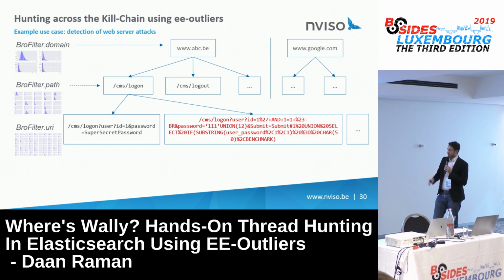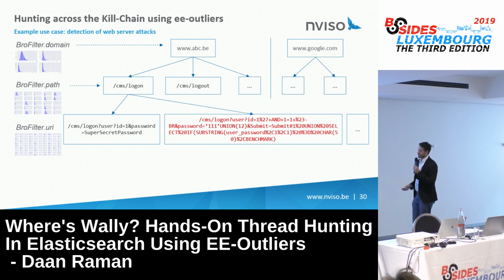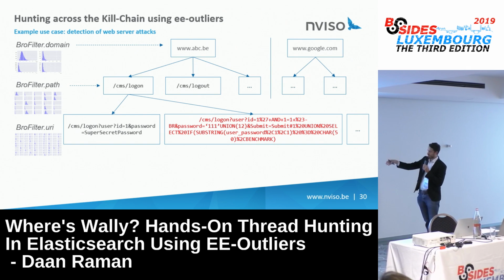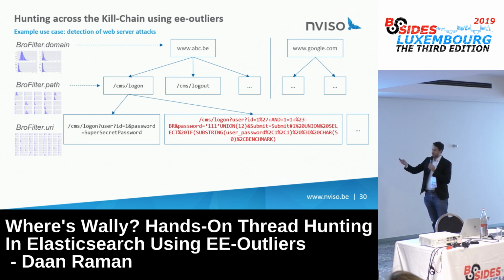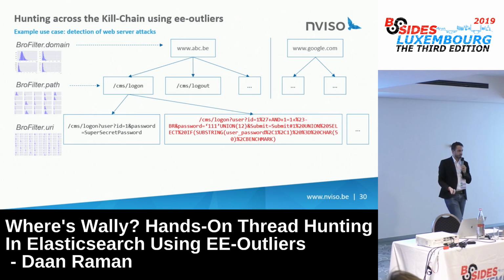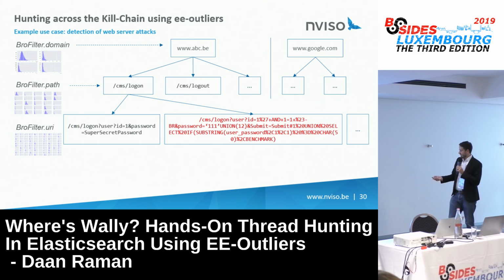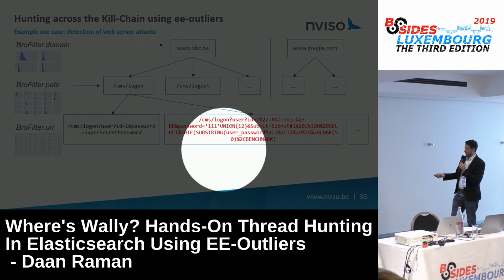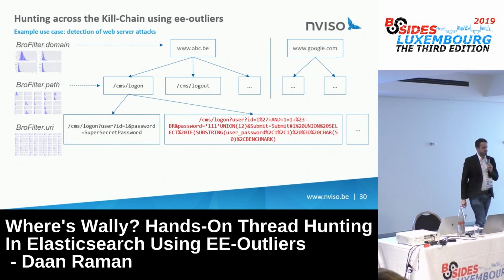It has CMS/login and then a logout. And then the last bucket, or the last complexity that we add to the model, is the actual URI. So I just deep dived onto the logon. You can see on the left a very legitimate query. So just a logon with a user ID and a password, that's it. And then on the right, you can see something that very obviously looks like SQL injection.